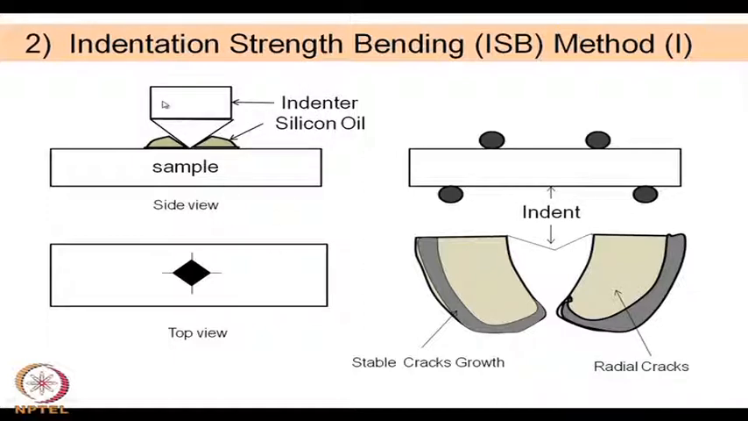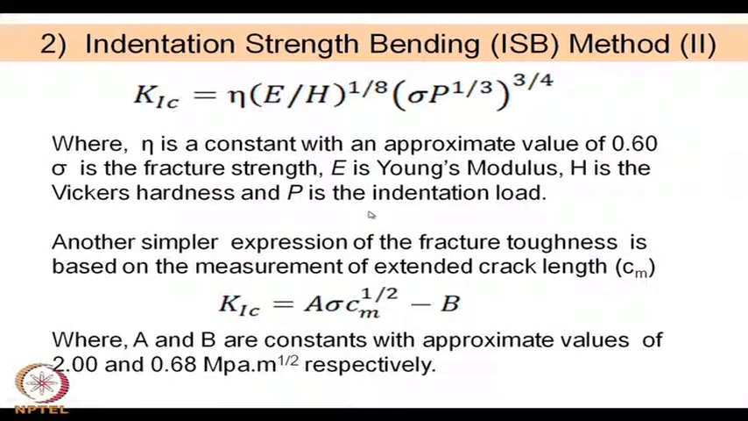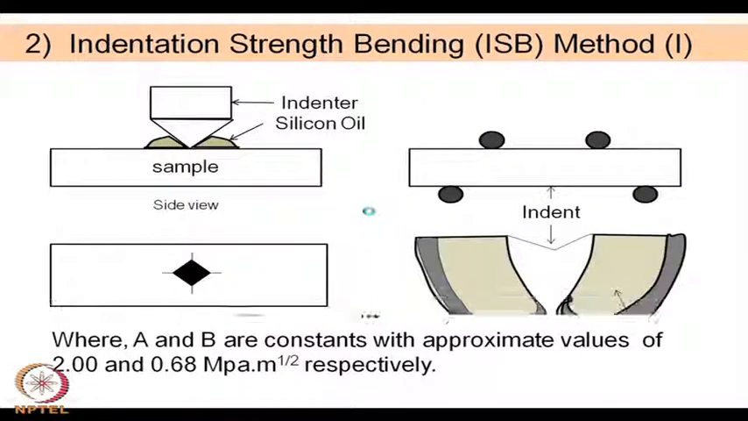But there is another method by which an indent is formed on the surface, and then it is allowed to fracture further under a bend test. The indent is on the bottom surface, and then the 4-point bend test is done, and from that also one can find out the fracture toughness. So, these are the two techniques. We will try to discuss a little more about these things maybe in the next class.